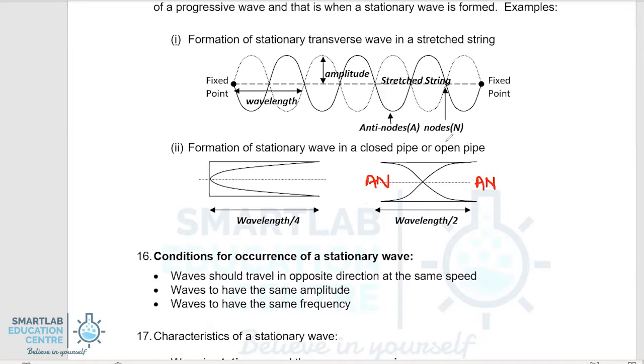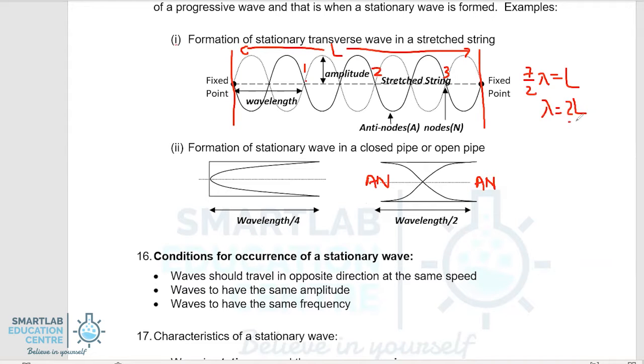So let's take a look at how we can calculate the wavelength for stationary waves. In the case of this stationary wave, if the length of the stretched string is L, then in this case there will be 1 wavelength, 2 wavelengths, 3 wavelengths, 3.5 wavelengths. So 7/2 wavelengths is equal to L. So we can work out that the wavelength is equal to 2L/7.